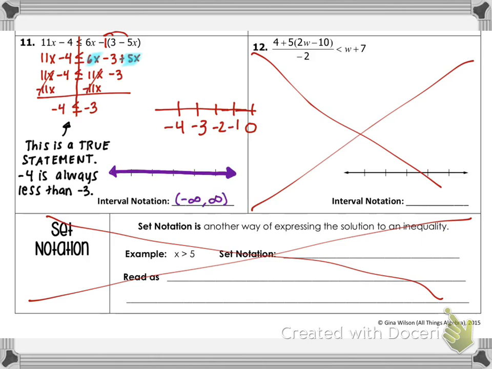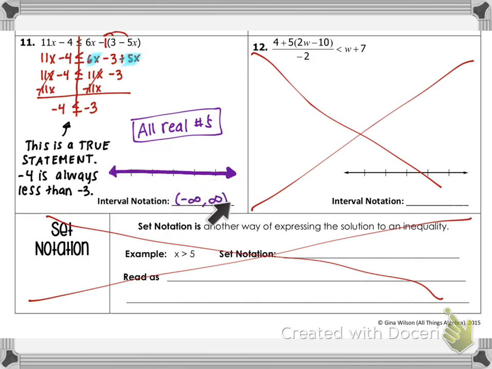In this case, your answer is all real numbers. Okay, hang on, let me do this. Okay, so I have a couple things to explain here. First of all, this is a true statement. Negative 4 is always less than negative 3. When it's no solution, remember like the last one that was no solution, we left this blank. We can't fill this out. But when it's all real numbers, that means it's going to go forever in both directions, because it means whatever number you plug in on this number line, it's going to be a true statement. Okay, all real numbers.